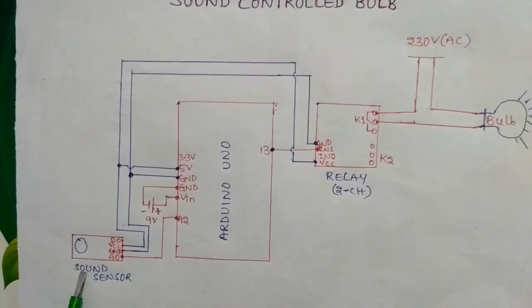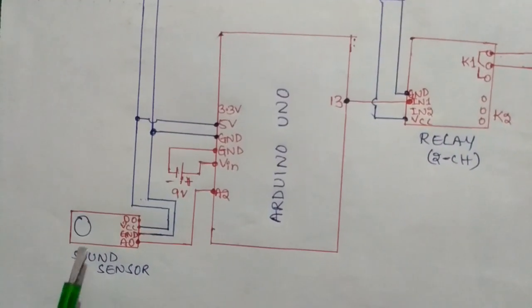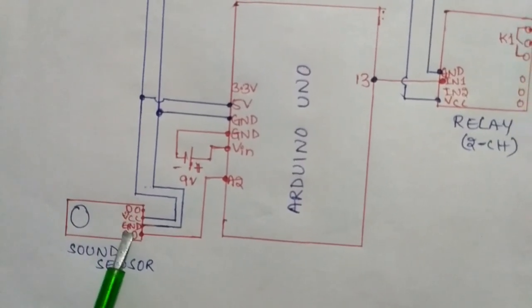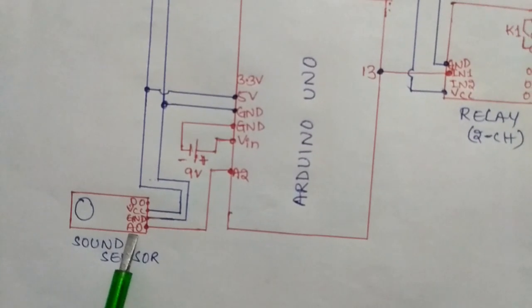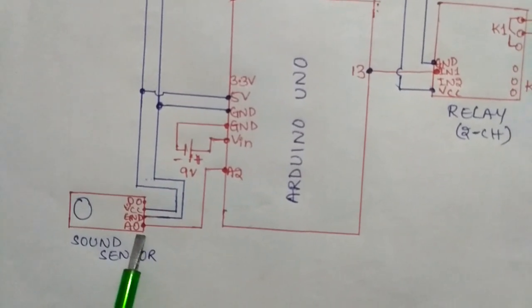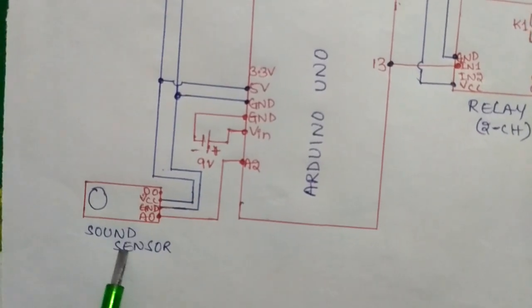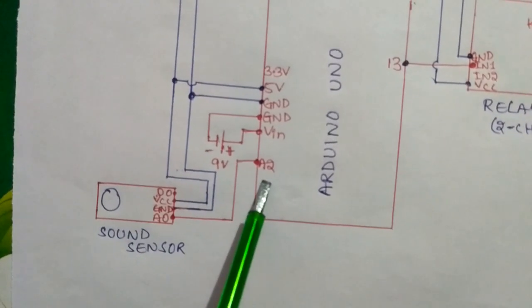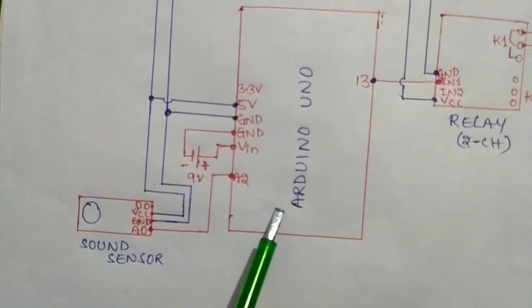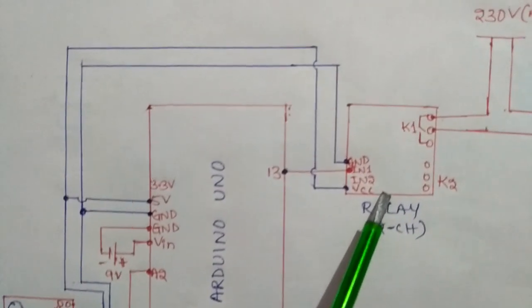Coming to the sound sensor, it has 4 pins: digital output, VCC, ground and analog output. I am using the analog output pin here, and I connected the analog output of the sound sensor to analog input pin 2, that is A2, of Arduino Uno.